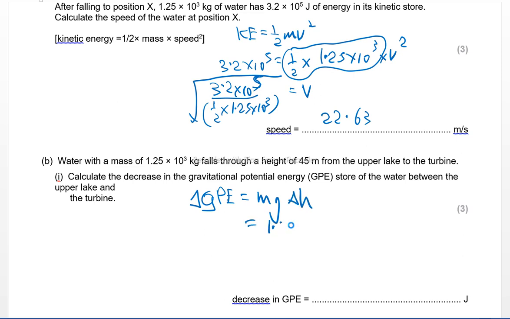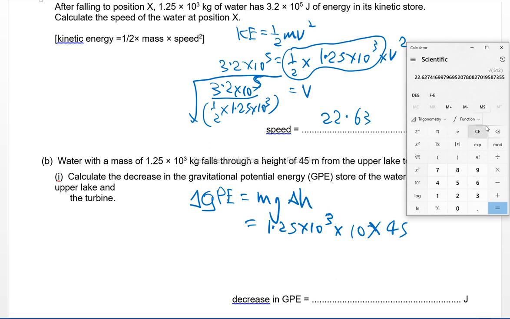Mass is given, 1.25 into 10 to the power 3. Gravitational acceleration is 10. Height is how much? 45, right? So we'll enter the numbers and see what answer we get. So we have 10 multiplied by 45 multiplied by 1.25 into 10 to the power 3. You can enter 10 to the power 3, but I understand 10 to the power 3 is 1000, so I multiply by 1000. I get 562,500.